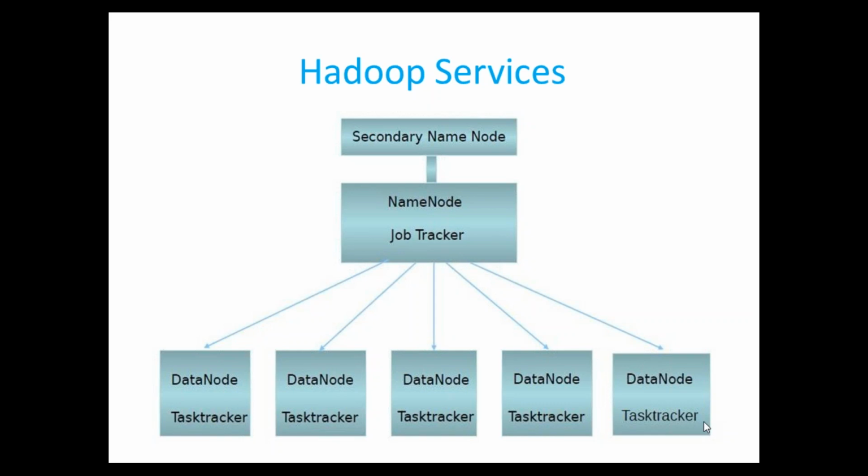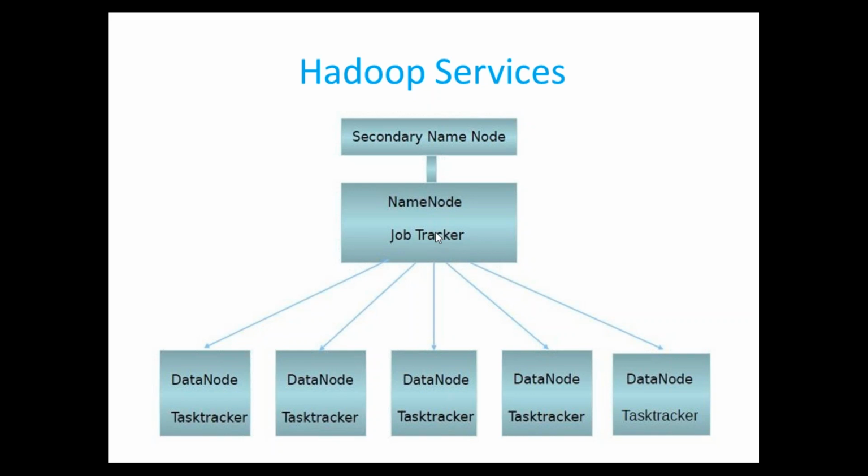Yes, Karthik, go ahead. The secondary name node is a master machine, right? Secondary name node is not the master machine. That's the backup for the master machine. Okay. So in the present slide, where is the master machine, the name node? Yes, this is the master machine on which name node service and job tracker service are running. One service is taking care of the storage part and the job tracker service is taking care of the processing part.